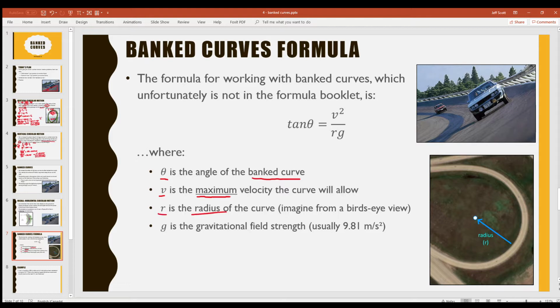So I want you to imagine from a bird's eye view, like I do from this Google Maps thing that I've just kind of put in here. If you have a banked curve, the radius is from the road to the center of what would make that road a perfect circle from a bird's eye view.